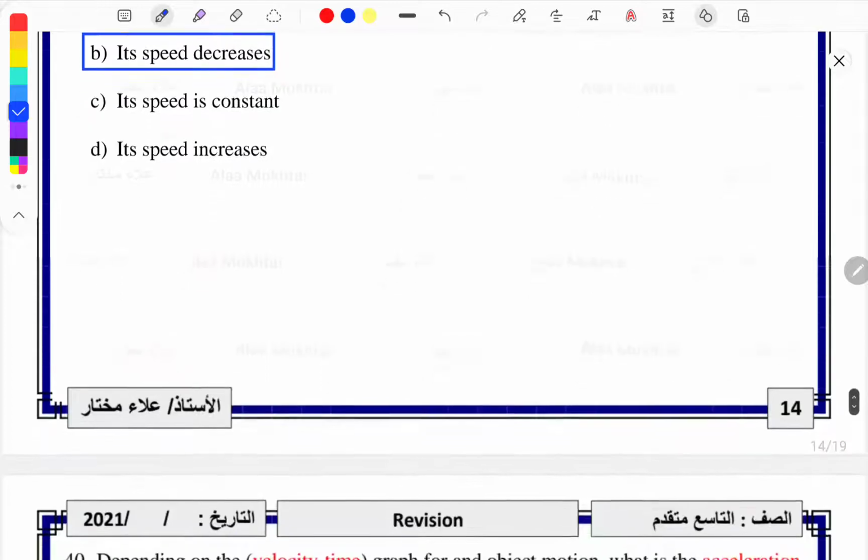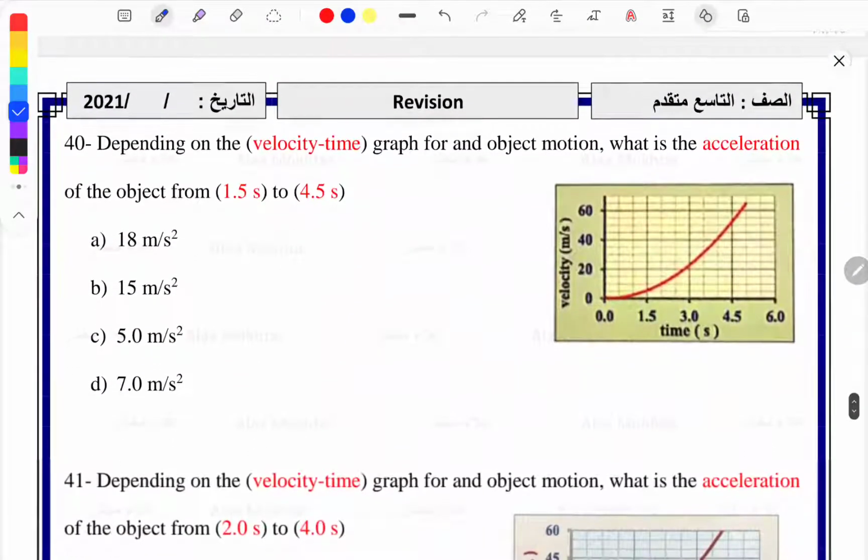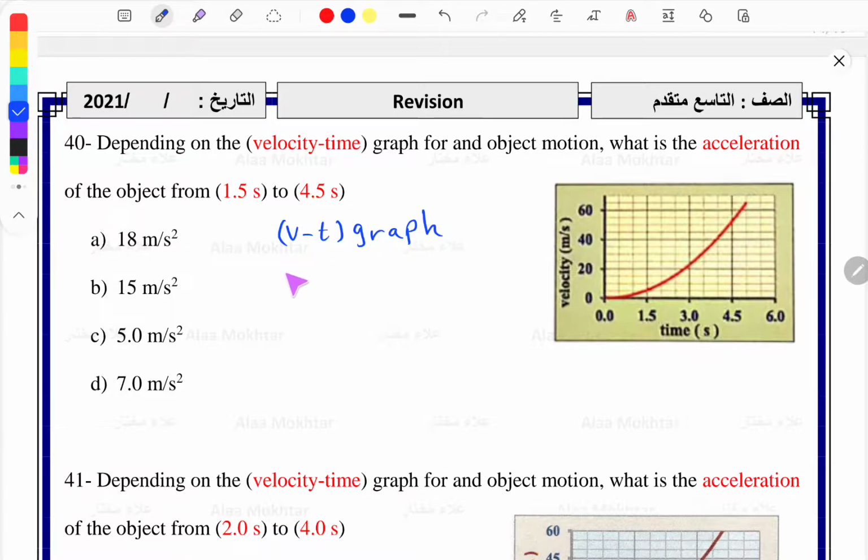The next question is, depending on the velocity time graph. I know on the VT graph, slope equals acceleration. Okay, depending on the velocity time graph for an object motion, what is the acceleration of the object from 1.5 seconds to 4.5 seconds?